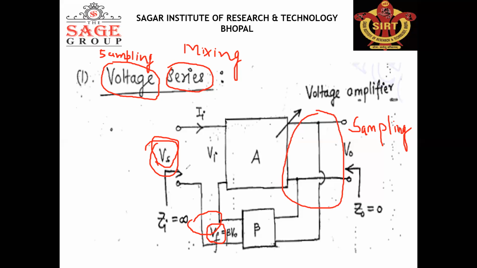So here Vf, this is Vs, and this is Vi. Vi is equal to Vs minus Vf when the mixing is done. This is the mixer which contains two signals, the input signal and the feedback signal. When the mixing is done, the output of the mixer is in voltage form, which is Vs minus Vf, which we have already studied. So this is known as a voltage amplifier.